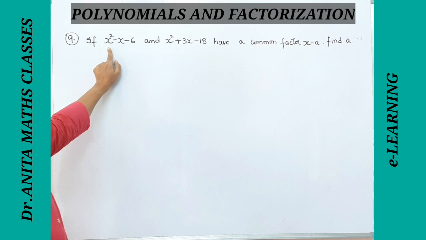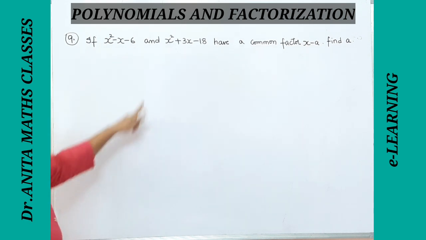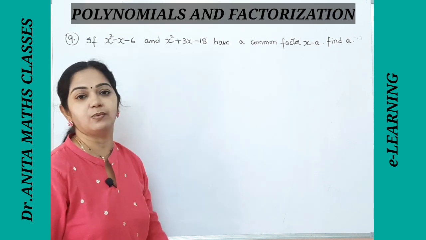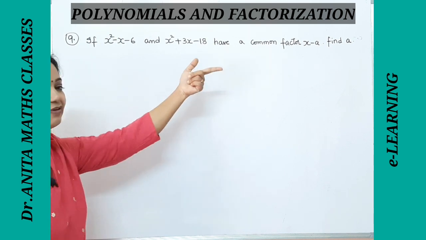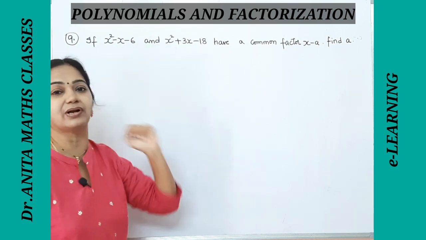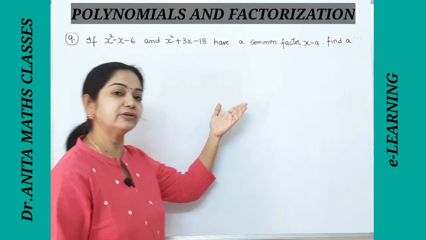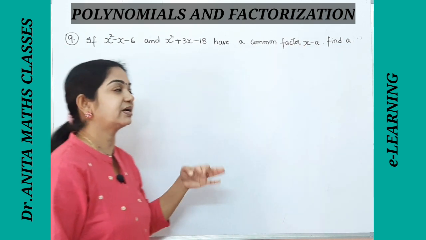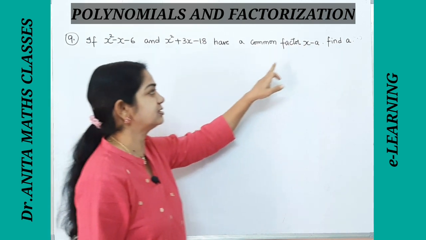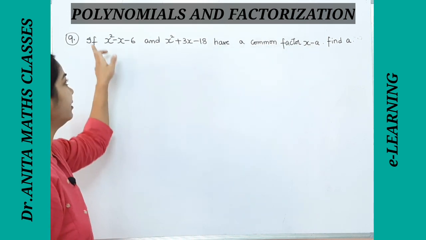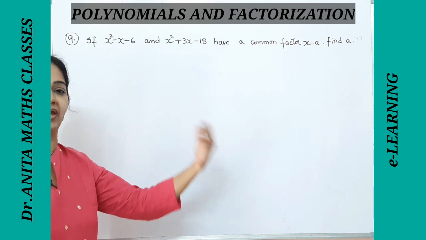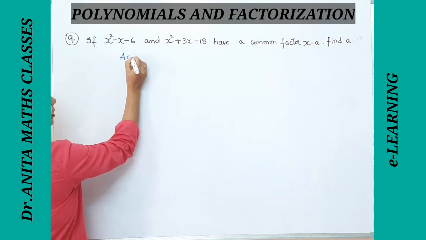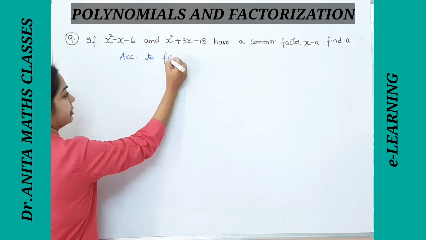Here, ninth problem: x square minus x minus 6 and x square plus 3x minus 18 have a common factor x minus a. Find the value of a. Here the common factor is given as x minus a for both the quadratic polynomials. According to the factor theorem, if it is a factor of any polynomial, then if you substitute the a value here, the remainder must be equal to 0. That is, p of a must be equal to 0. So let us do it according to the factor theorem.